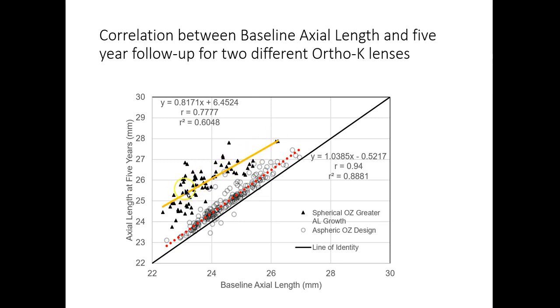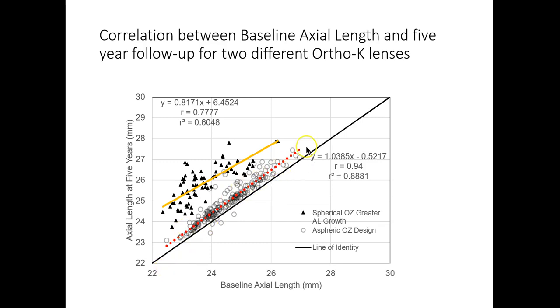There's a little bit of this one, as the kid gets older at baseline, for older children who are older at baseline, tended not to have quite the same amount going up, but their slope is 0.8. So for every increase in x, you get a 0.8 increase in y, whereas here, for every increase in x, you get a 1.0385 millimeter increase in axial length.